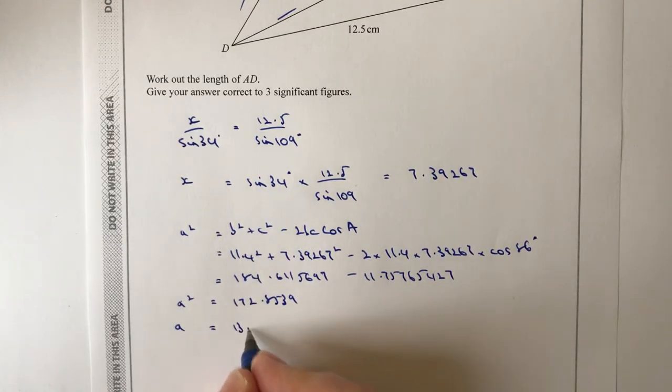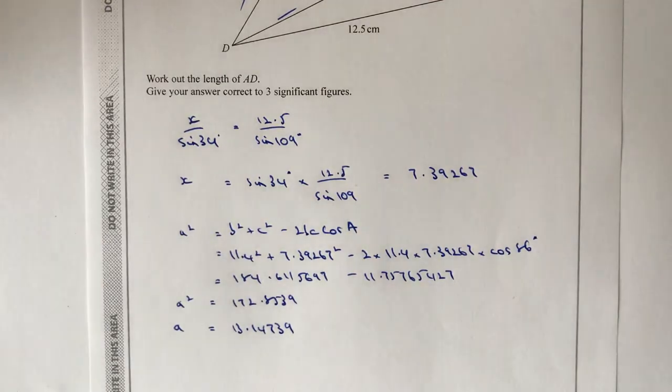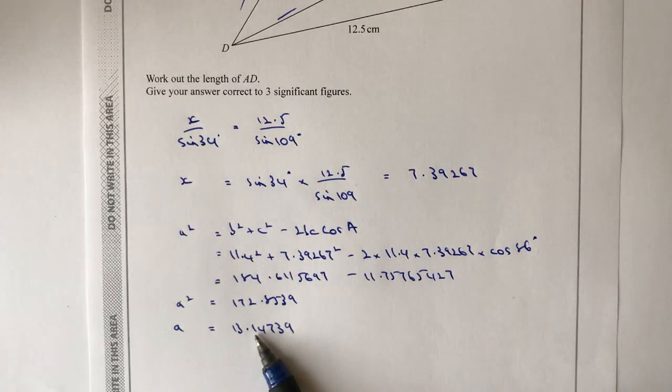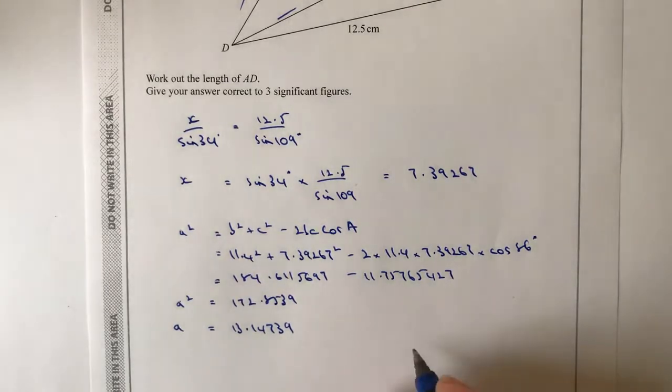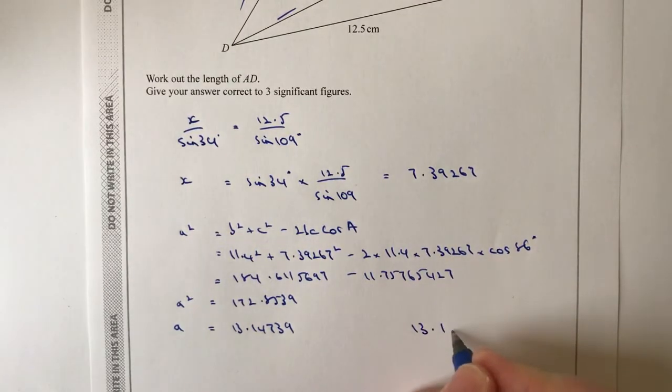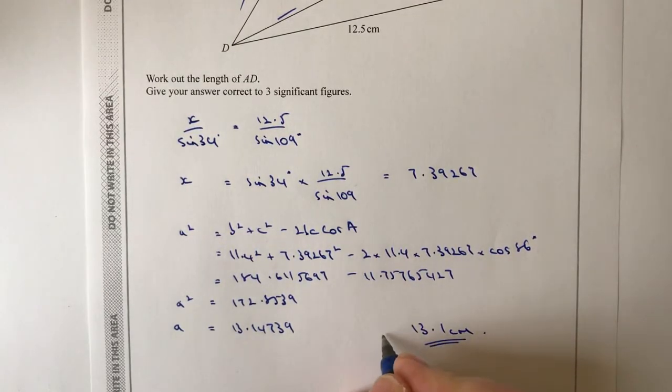13.14739. With this, please do check the actual question again, because it asks me to give the answer correct to 3 significant figures. So I'm going to look at the third significant figure, which is 1. I'm going to keep it as 1 because that 4 there isn't sufficient for me to change this to 2. So I'm going to give my answer as 13.1 centimeters for the value of AD.